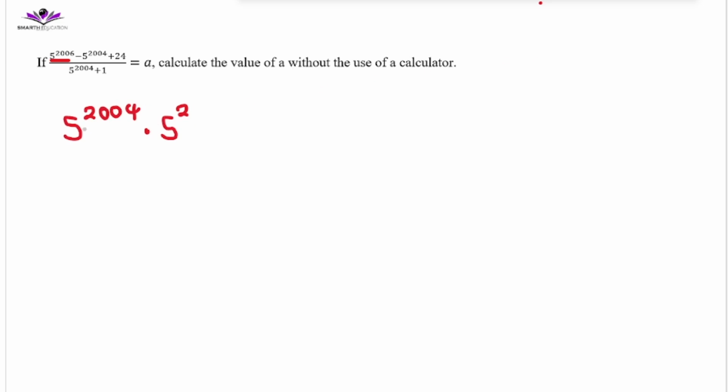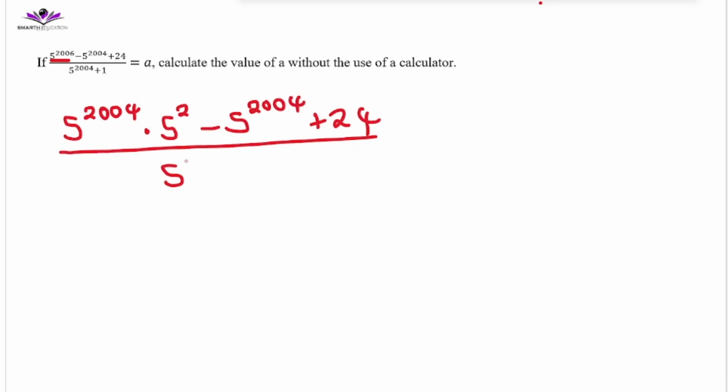This is like 2004 plus 2, which is 2006, isn't it? And then minus 5 to the power 2004 and then plus 24, right? All this over 5 to the power 2004 and then plus 1. This is equal to a, right?